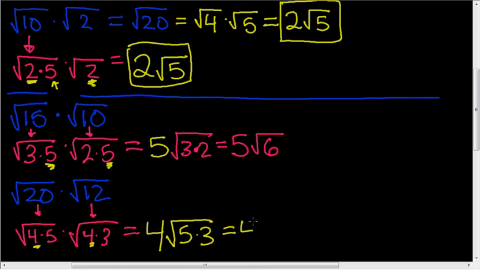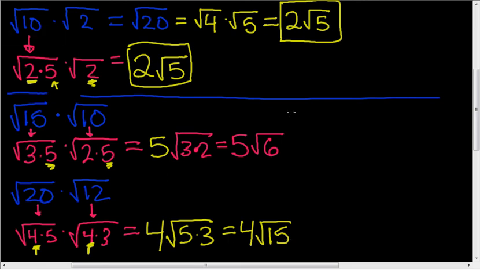I'll simplify by just multiplying like it says. So I get 4, and then there's a square root of 15. So square root of 20 times the square root of 12 is the same as 4 times the square root of 15. We broke up the 20. We broke up the 12, and then we saw that they both have a 4. Well, 2 4s will come out as just the 1 4.